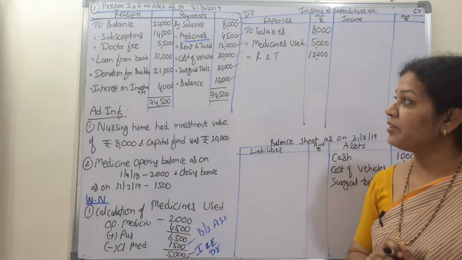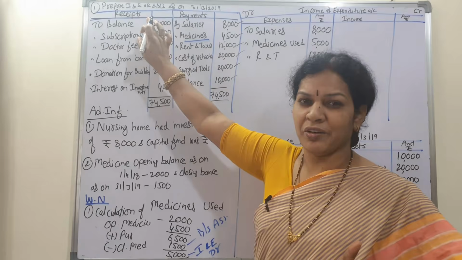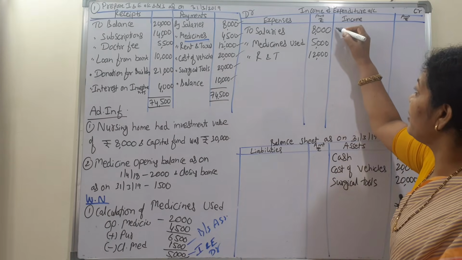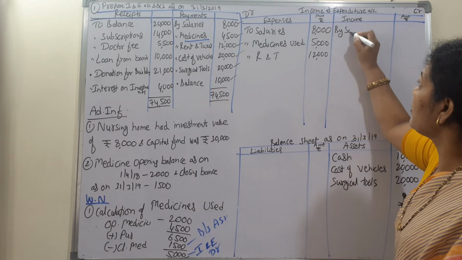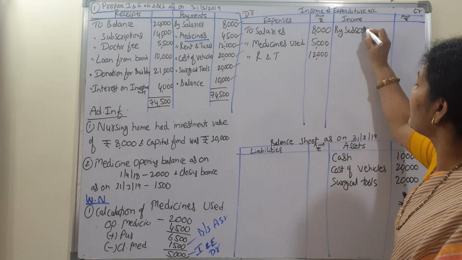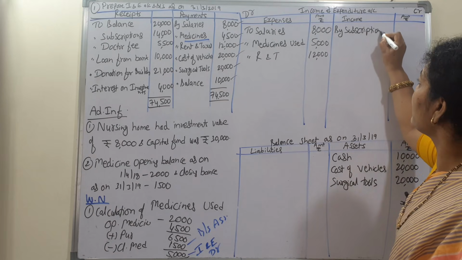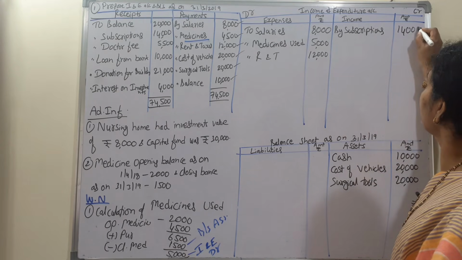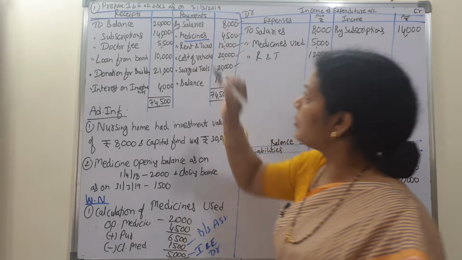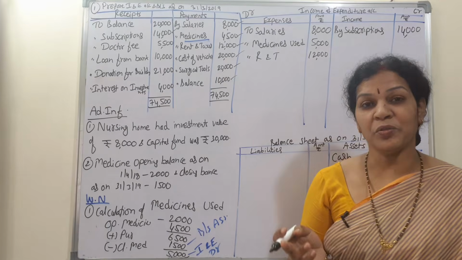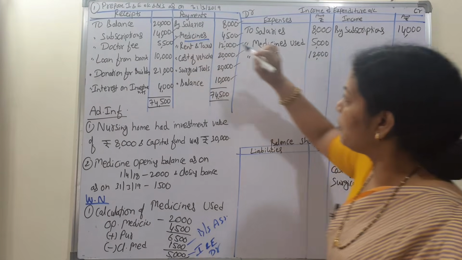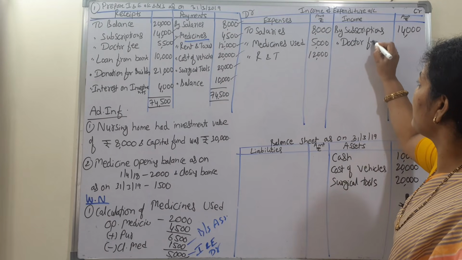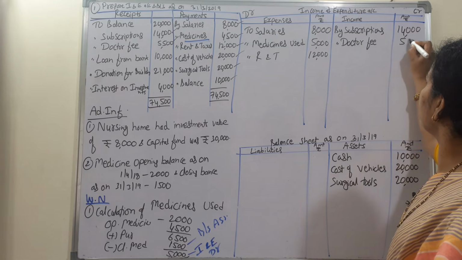Now we'll see the debit side. Debit side, opening cash we will not touch. Subscriptions, it's an income, so we'll write it on the credit side. Subscriptions. How much is it? 14,000 over. Next, doctor fee, it is also income, so we'll write this one also. Doctor fee credit side 5,500.